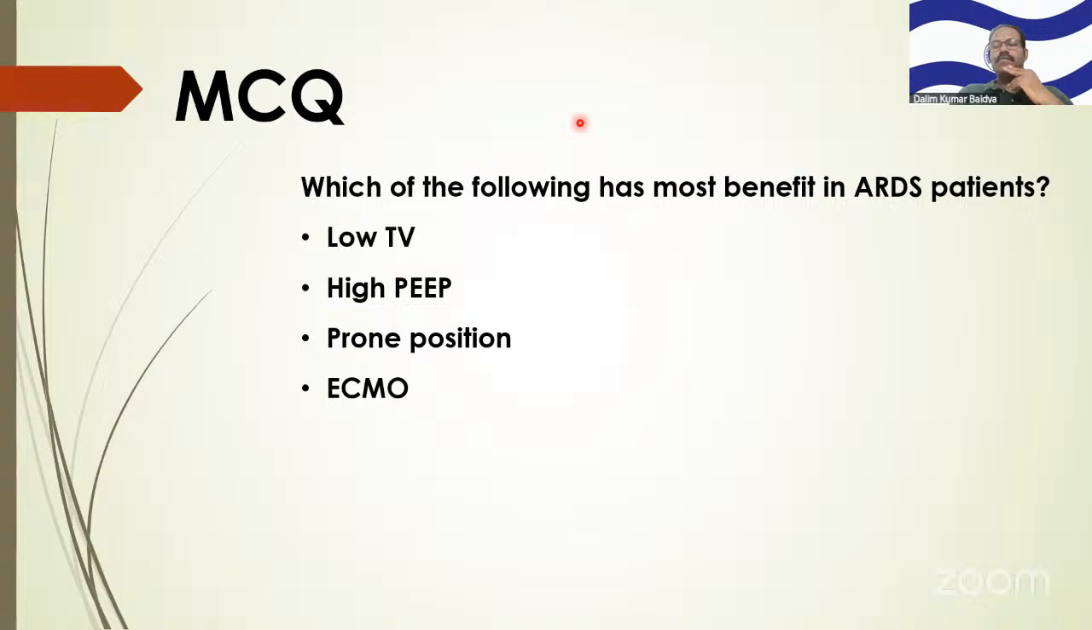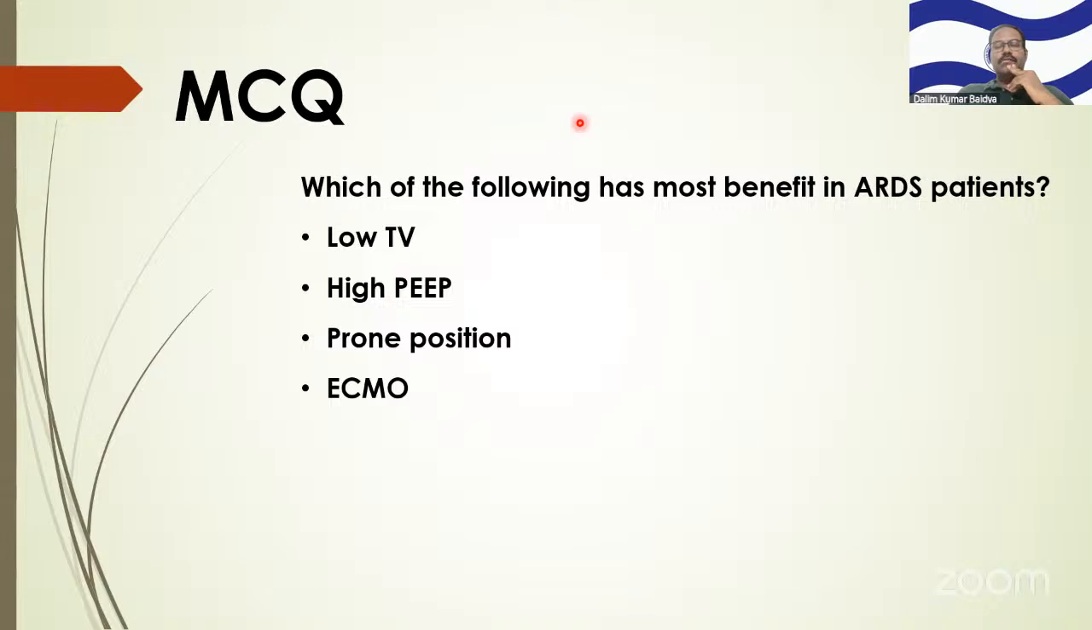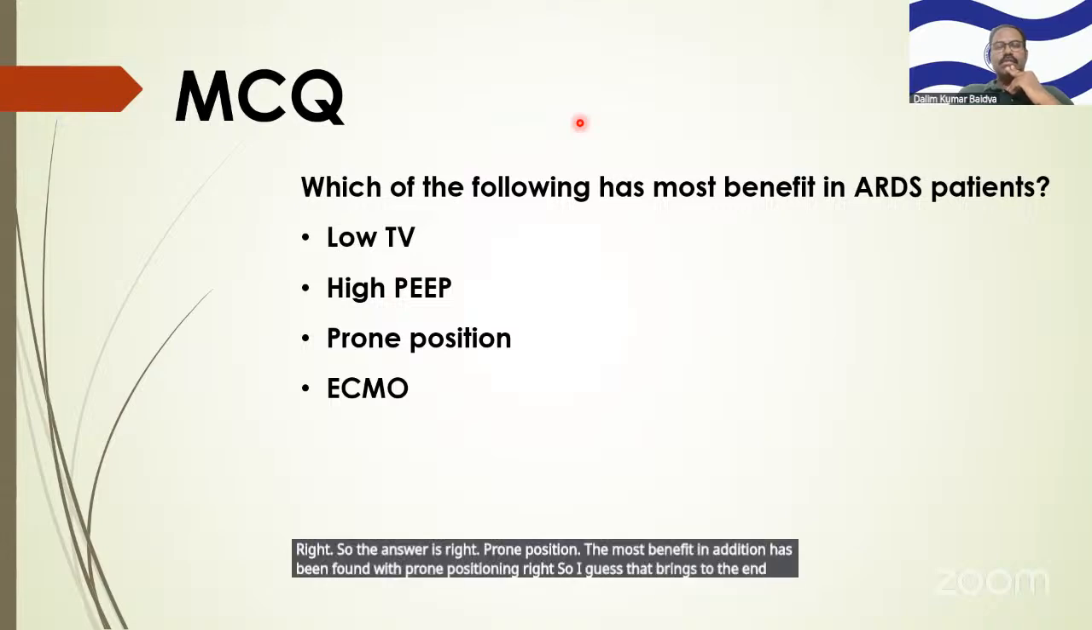Can see a few answers in the chat box. Right. Yes. So the answer is right. Prone position. The most benefit in ARDS patients has been found with prone positioning. Right. So I guess that brings to the end of this case discussion.